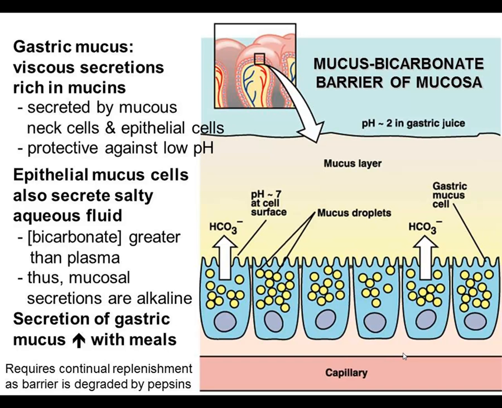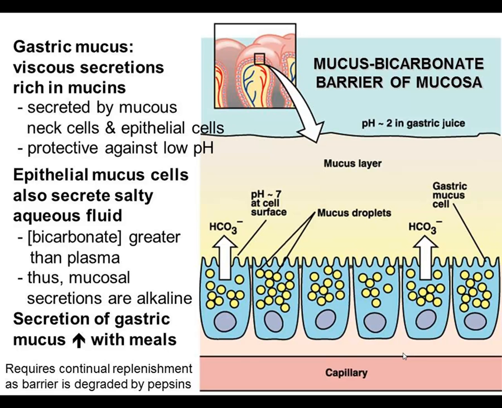Okay. In addition to that, we have gastric mucus, and we already agreed that the mucus has several functions. One of them is lubrication, but the second one is really protection, because you would want to protect your mucosa cells in the stomach against the very, very acidic nature of the secretion.